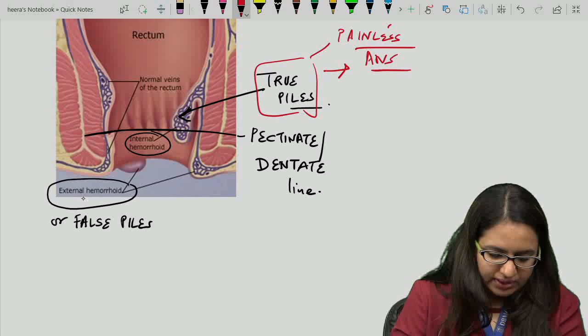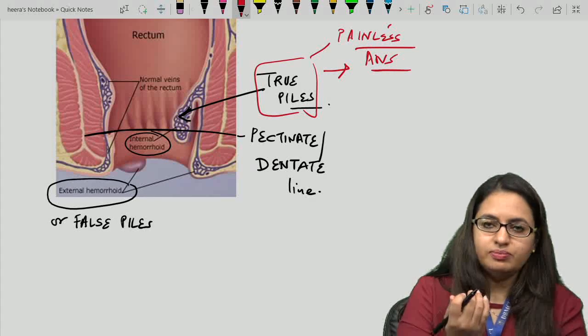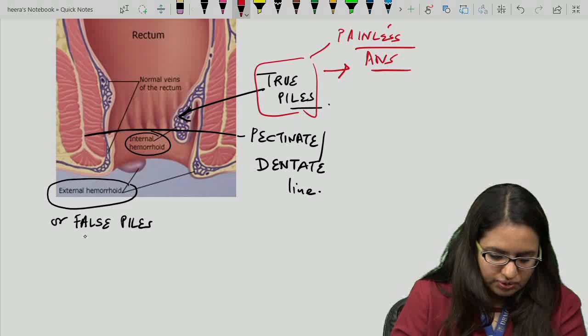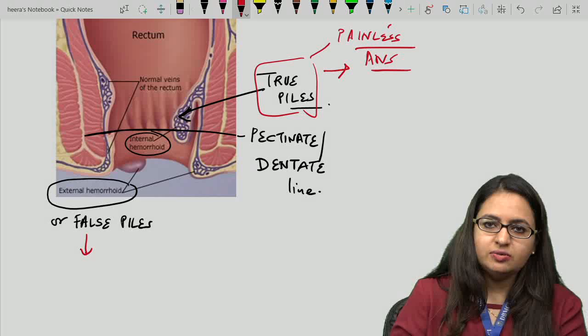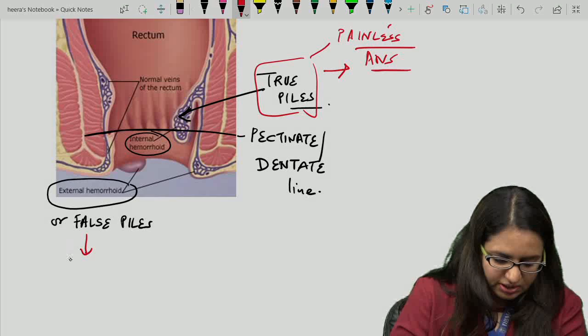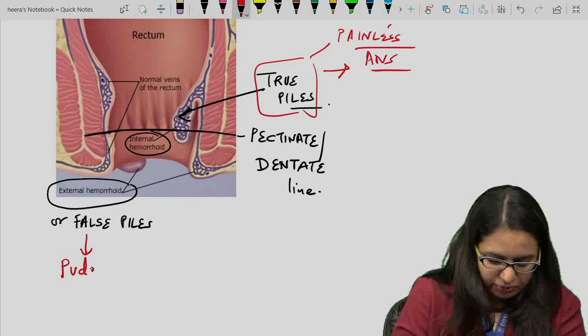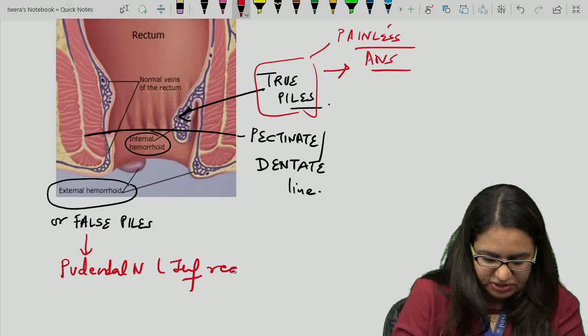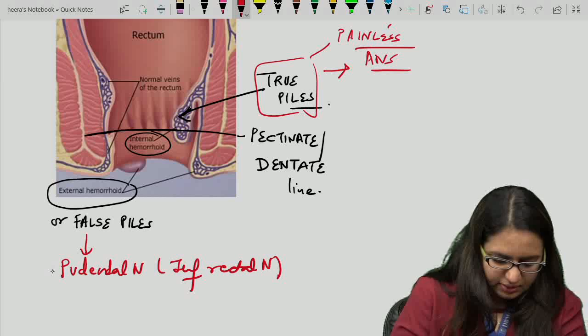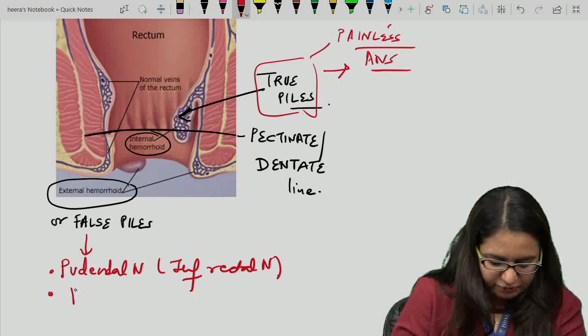And if we talk about the external hemorrhoids, they are present below the pectinate line. They are supplied by the inferior rectal nerve or the somatic nerve, which is actually a branch of the pudendal nerve. And these types of piles are painful, they are extremely painful.